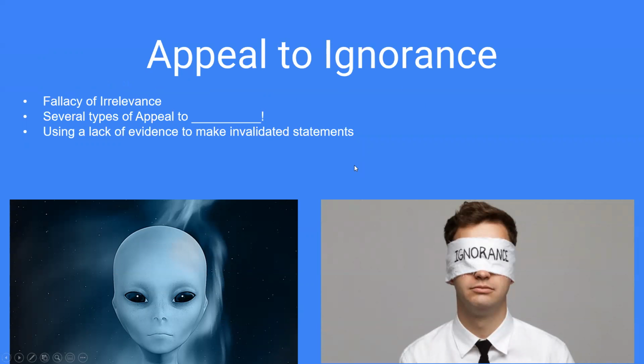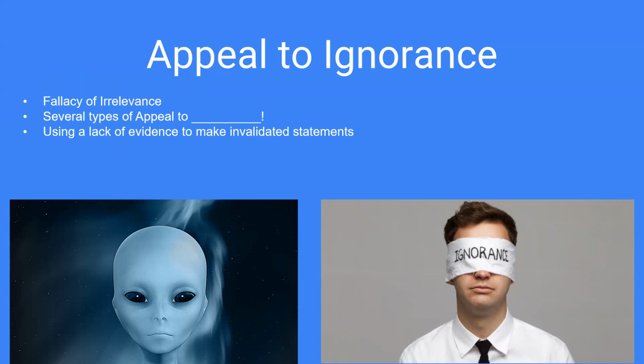So the last one that I'm going to talk about is appeal to ignorance. This is a fallacy of irrelevance. And there are several types of appeal to this or appeal to that, for example, appeal to authority, appeal to fear, but more specifically, we'll talk about appeal to ignorance. And this is just using a lack of evidence to make invalidated statements.